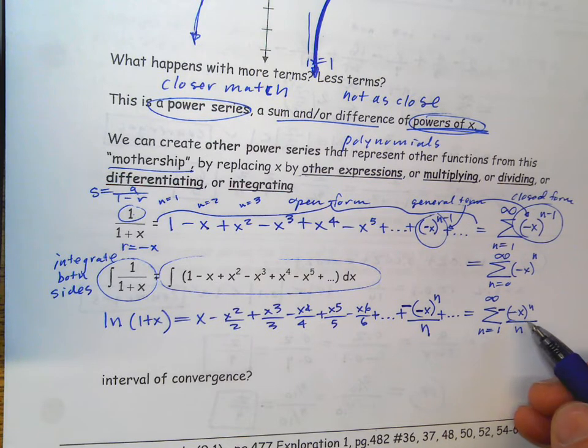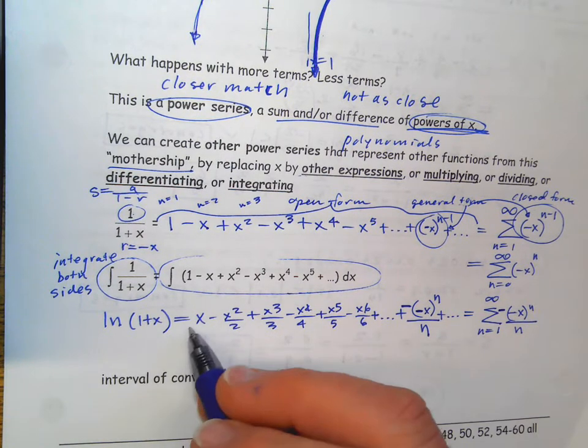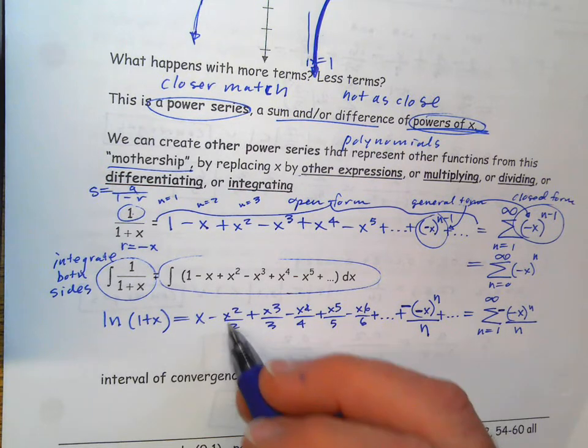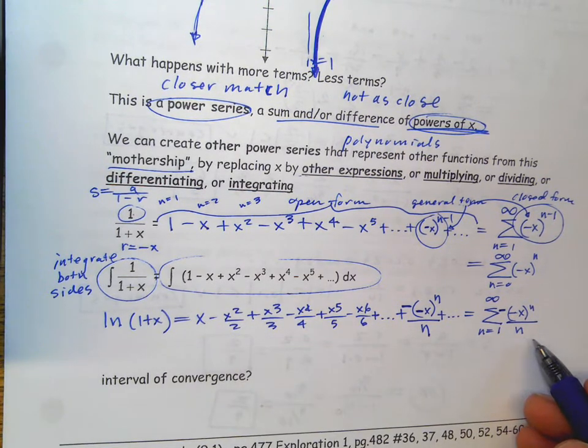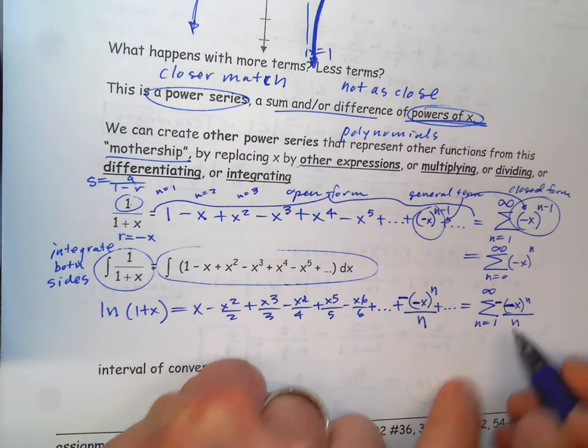That would give us this series. If you plug 1 in, you get positive x. If you plug 2 in, you get negative x squared over 2. That totally works. Now, I mean, there's other ways of writing it. I mean, that's just from this.